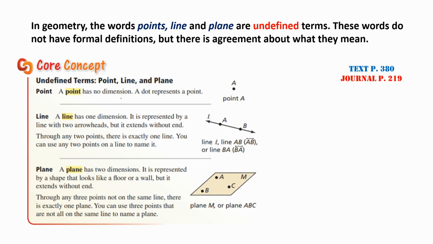A point has no dimension. A dot represents a point. It's like a single point in space, but if we're thinking of it as being this minuscule point, like almost like an atom or even smaller, it's just the single location it is represented, and we call that a point.